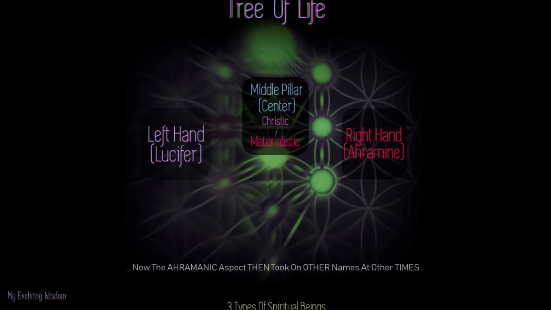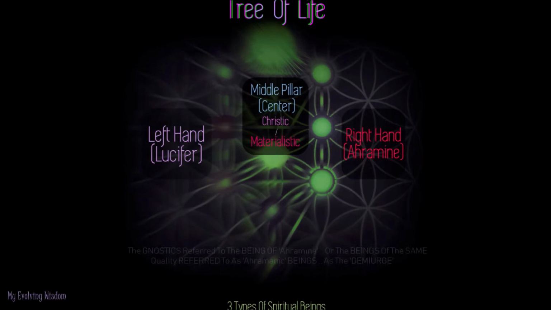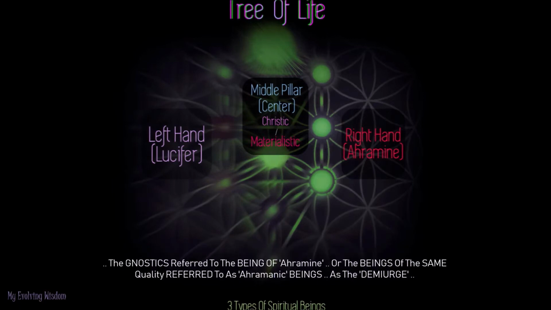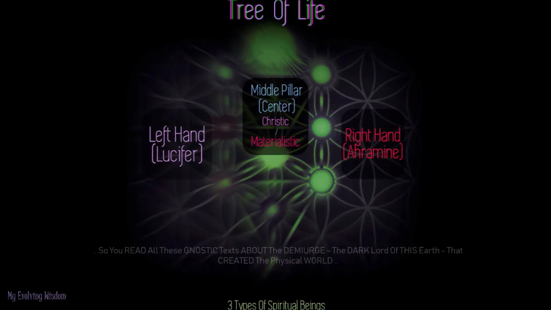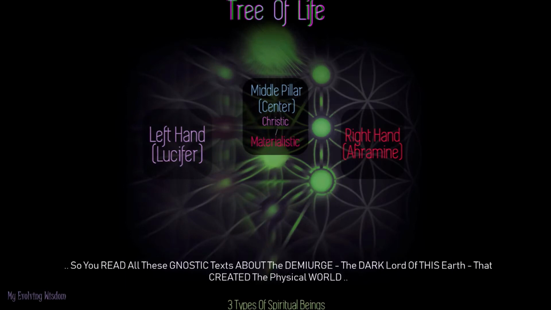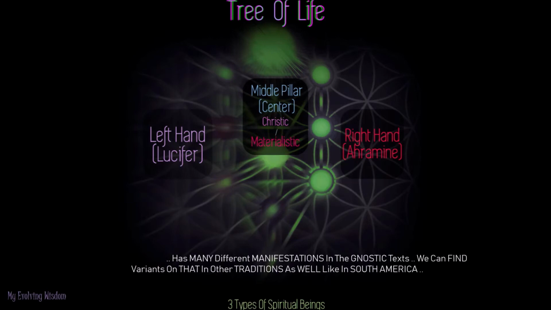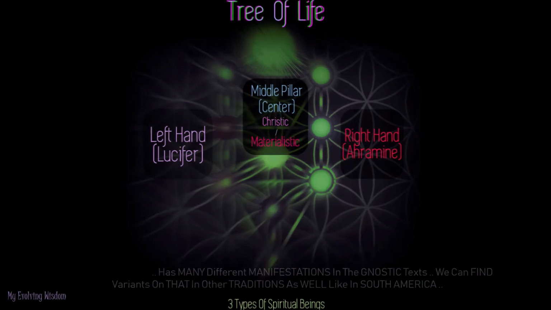Now the Ahrimanic aspect then took on other names in other times. The Gnostics referred to the being of Ahriman, or the beings of the same quality referred to as Ahrimanic beings, as the demiurge. So you read all these Gnostic texts about the demiurge, the dark lord of this earth that created the physical world. Has many different manifestations in the Gnostic text, and you can find variants on that in other traditions as well, like in South America.